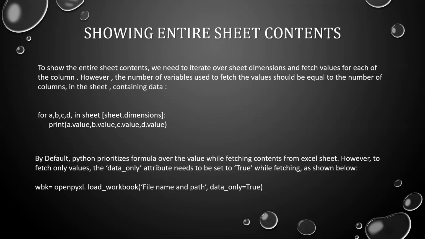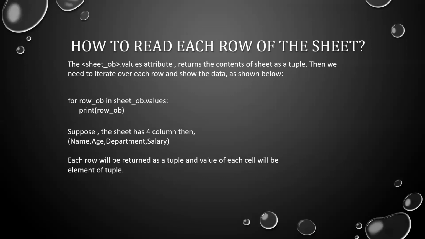We'll see in a few minutes how it's going to show us the output when we use the dimension to fetch the range and then iterate over each of the columns and get values and show them on screen. Now let's have a look at the other method. The other method says we can read each row of the sheet as a tuple and then we can output that entire row content in the form of a tuple.